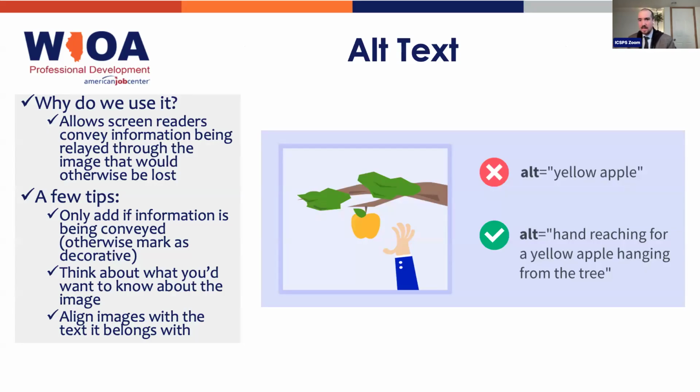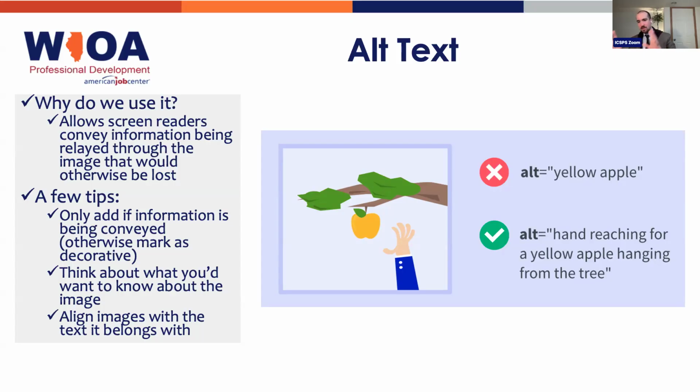So for this one, on this slide, if you look at my slides, you'll be able to see that there's alt text describing that there is a correct way to do alt text and an incorrect way to do alt text. So this image is conveying that you don't just want to have yellow apple, because this image has a little bit more than a yellow apple on there. You want to have hand reaching for a yellow apple hanging from a tree, a little bit more descriptive of exactly what you're looking at.